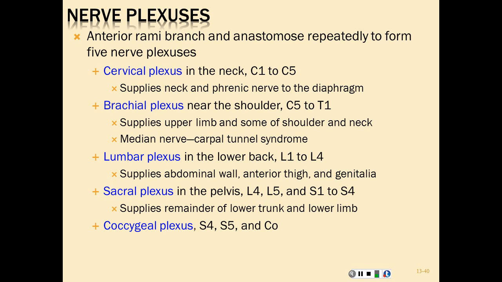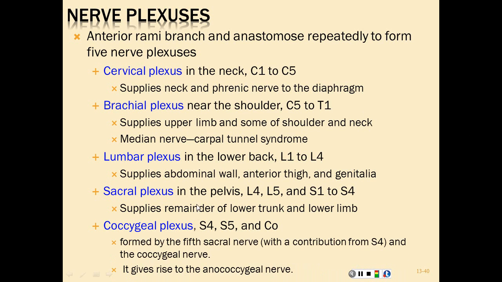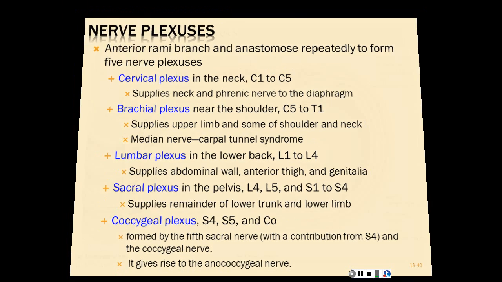The sacral plexus is in the pelvis. We have L4, L5, and S1 to S4, and it supplies the remaining lower trunk and the lower limb. The coccygeal plexus, S4, S5, and the coccygeal, is formed by the 5th sacral nerve with a contribution from S4 and the coccygeal nerve, and it gives rise to the anococcygeal nerve.